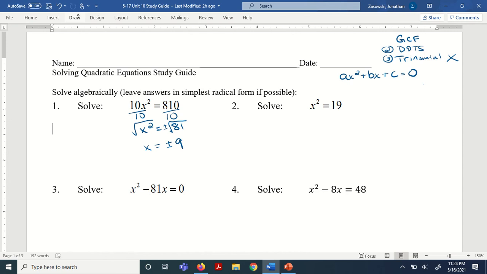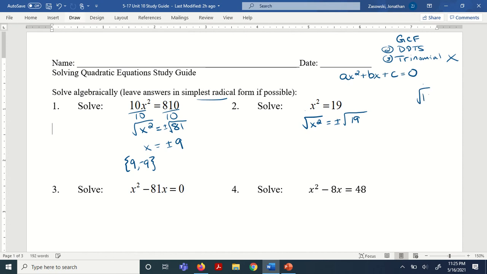So this is simplest radical form. So essentially our two answers are, and if we want to do it in set notation, we would do 9 comma negative 9, okay? Or we could say x equals 9 or negative 9, or just x equals plus or minus 9 is fine. Now, second one, we already have the x squared term by itself, so we'll go ahead and take the square root of both sides. So the square root of x squared is equal to plus or minus the square root of 19, and this is in simplest radical form.